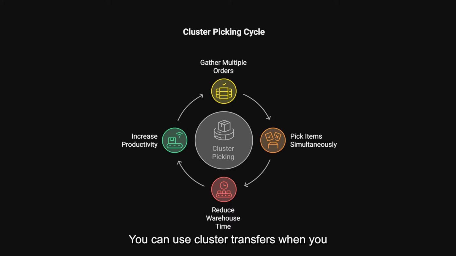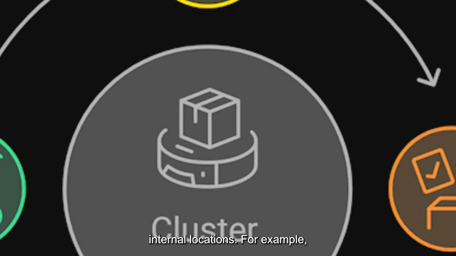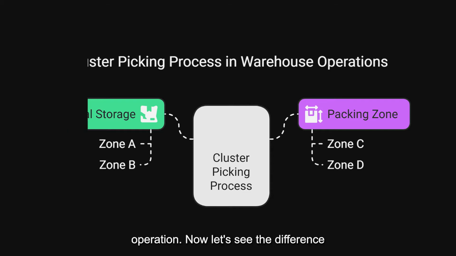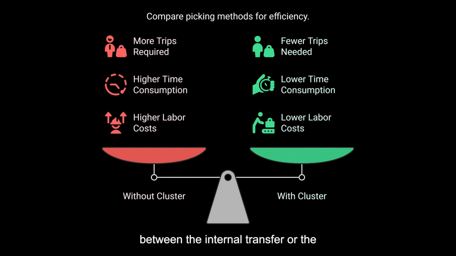You can use cluster transfers when you have multiple stock moves between the internal locations. For example, restocking different zones from a central storage or consolidating the goods from various areas into one packing zone. So instead of executing each transfer one by one, a worker can just pick everything together through a single cluster operation. Let's see the difference between the internal transfer and the cluster transfer.